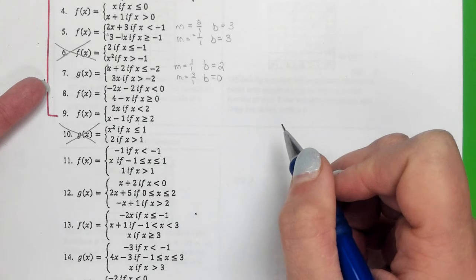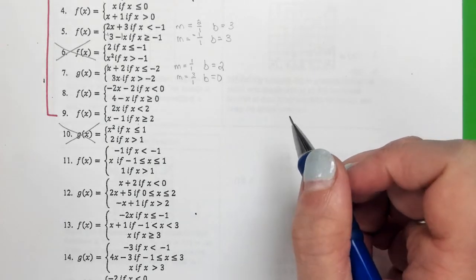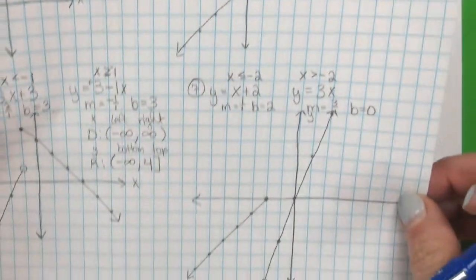All right, you try number 7 real quick. Pause the video. You try number 7. And when you get your answer, unpause it and check your answer. All right, check your work on 7.